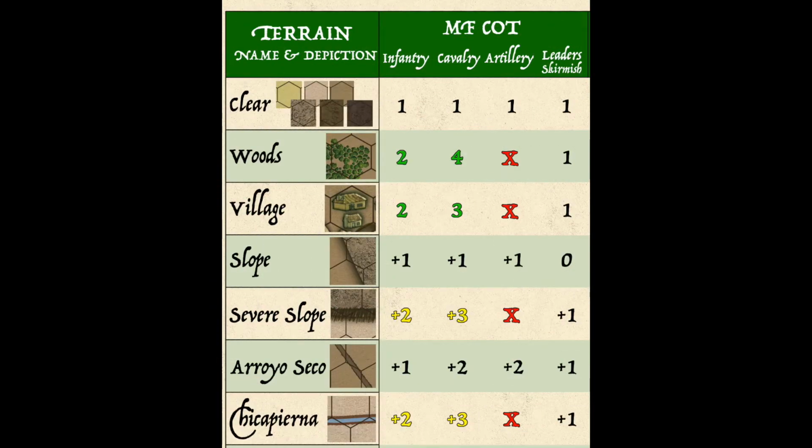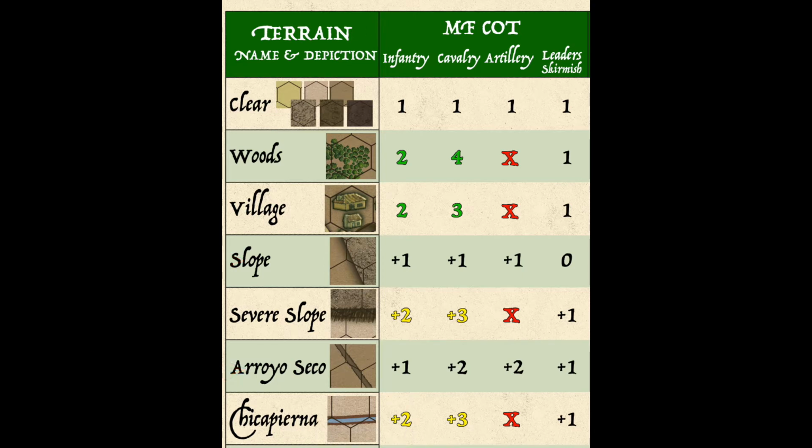Units spend movement factors according to the MFCOT, cost of terrain, found on the terrain effects table. For example, a clear hex would cost any type of unit 1 movement factor to enter. Woods would vary between infantry and cavalry, would be prohibited for artillery, and cost 1 for leaders and units in skirmish screen. Hex sides sometimes incur additional costs, as seen here for the slope or the arroyo seco.